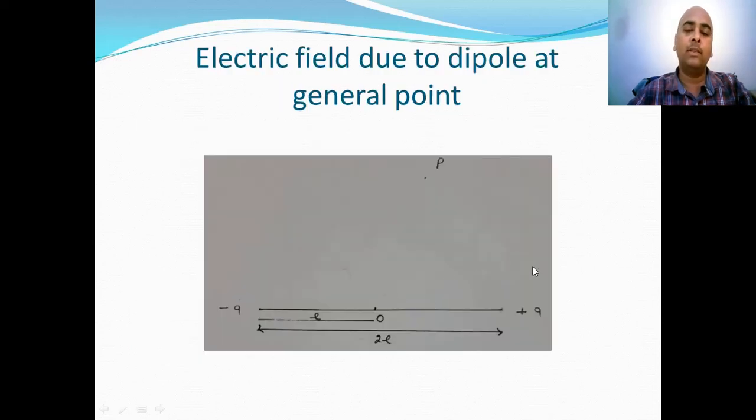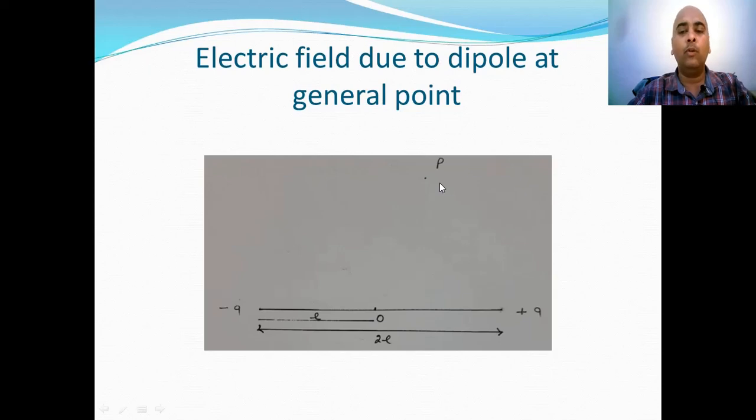So now we are concerned with finding the electric potential, and from the expression of electric potential we will find the electric field of a dipole. So we have a dipole consisting of two charges, minus q and plus q. They are separated by distance 2l. The center of the dipole coincides with the reference point, that is the origin, and we have to find the electric field as well as electric potential at point P.